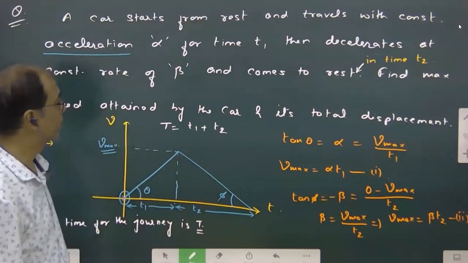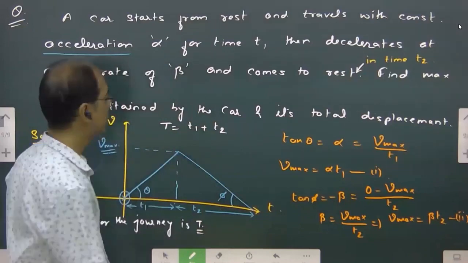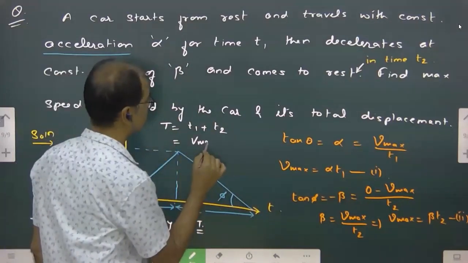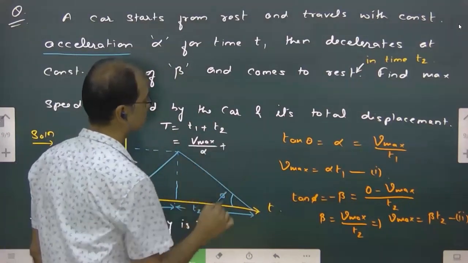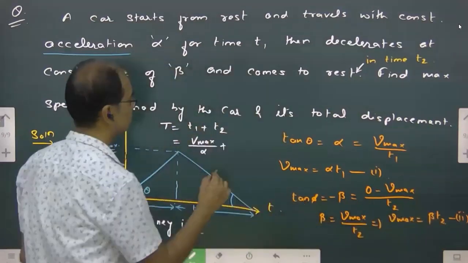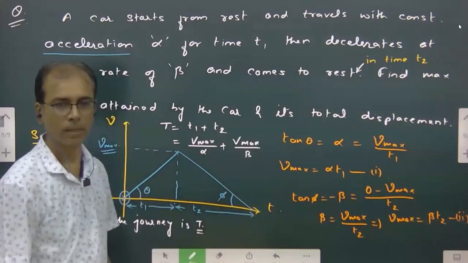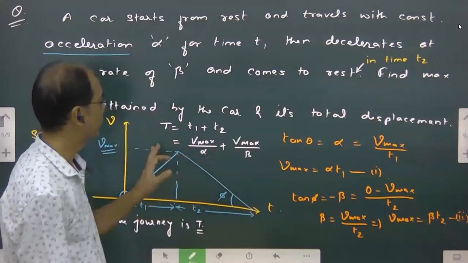Now from where should we get T1? T1 we'll get from here. T1 is actually V maximum by alpha. We'll write it: V maximum by alpha. T2 is what? T2 is here. T2 is V maximum by beta. Now what can we do? V maximum we can take common.